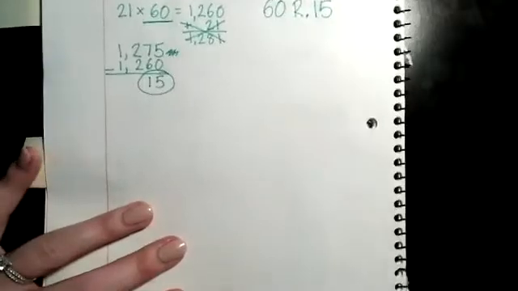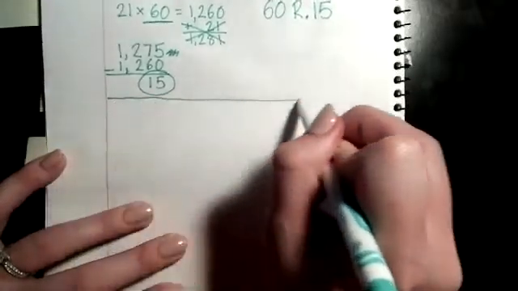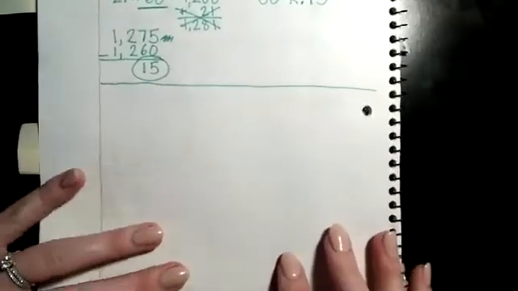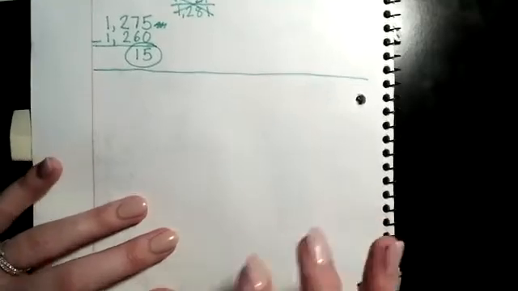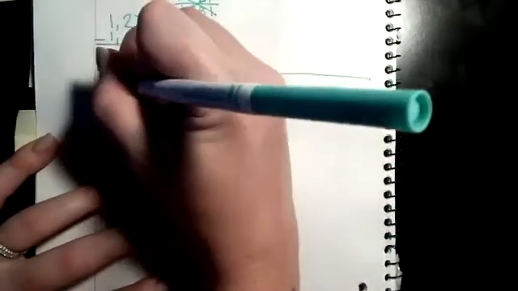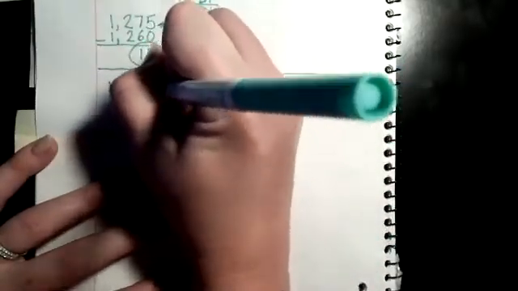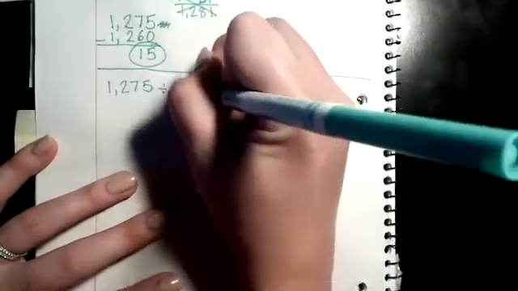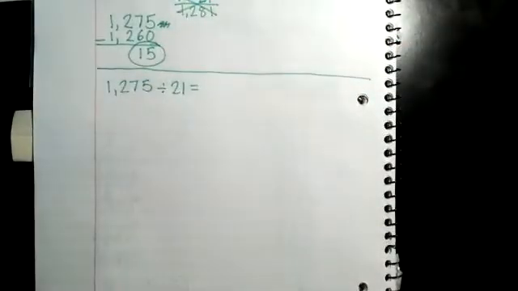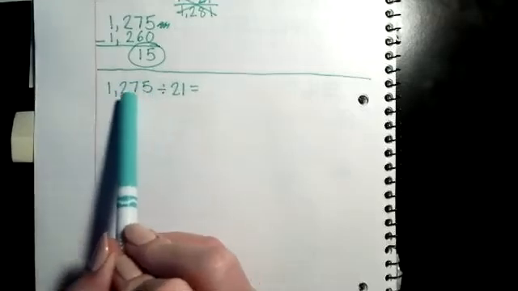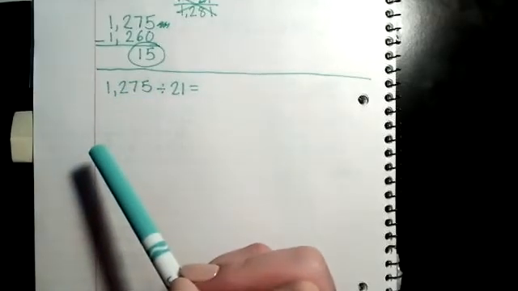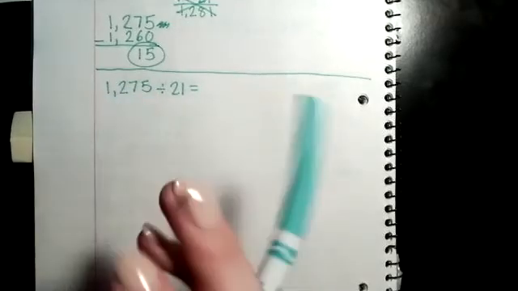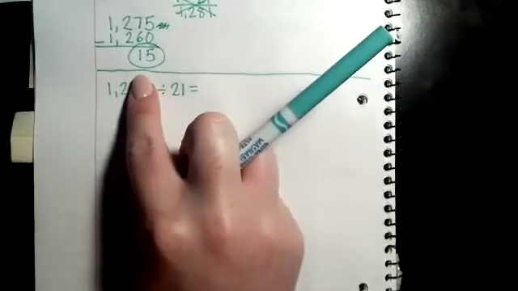Okay? All right, let's see if we can do that another way. All right, another one I could do, I'm going to write the problem again here so I can see it nice and clear. 1,275 divided by 21. This time what I'm going to do is look and see if I can kind of divide this big number in half. I wonder if I already have that done. So I'm going to ignore the 75. I'm just going to look at the 1,200.